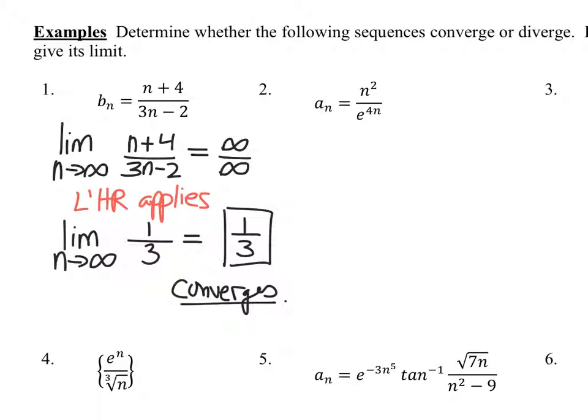Number 2, limit as n approaches infinity of n squared over e to the 4n. Well, if I plug in infinities, again, plugging and chugging away, I'm going to get infinity squared, which is infinity, and e to the infinitieth power, which is infinity. So L'Hopital's rule applies again.